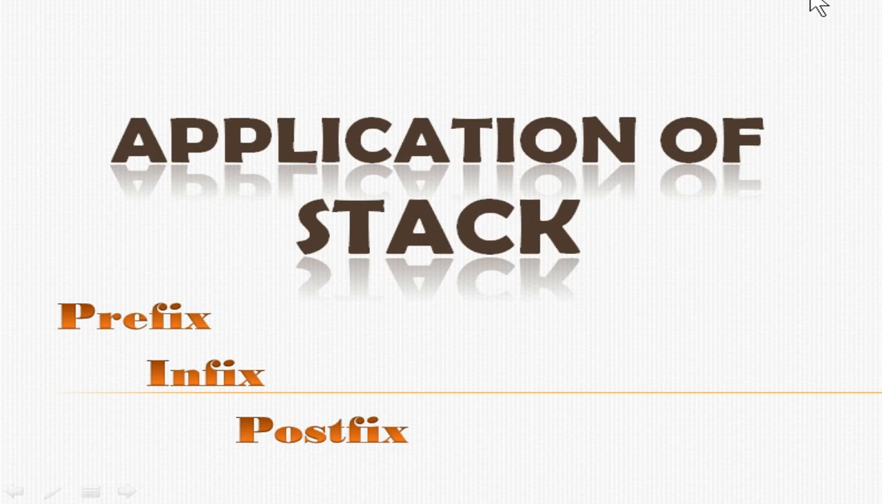Hello everyone. In this video, we are going to discuss the application of stack. We have already seen one application of stack, that is, it uses the LIFO algorithm. LIFO means last in first out. That means if you push the elements in the order of 1, 2, 3, 4, they will be taken back, that is popped out, in the reverse order, that is 4, 3, 2, 1. That is one of the applications of stack.